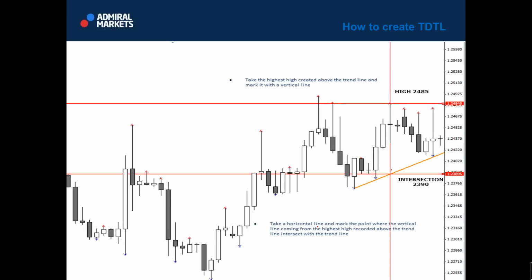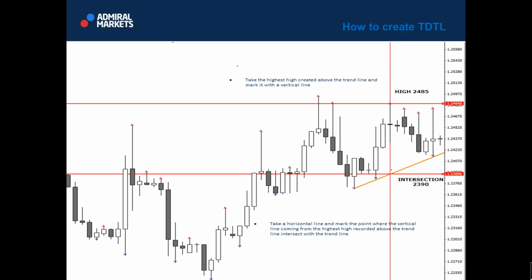Now, take the horizontal line and mark the point where the vertical line coming from the highest high, recorded above the trend line, intersects with the trend line. This is the point of intersection. Now, you can see that this is a very different approach to trading trend lines. And this is how he calculates the target, okay?